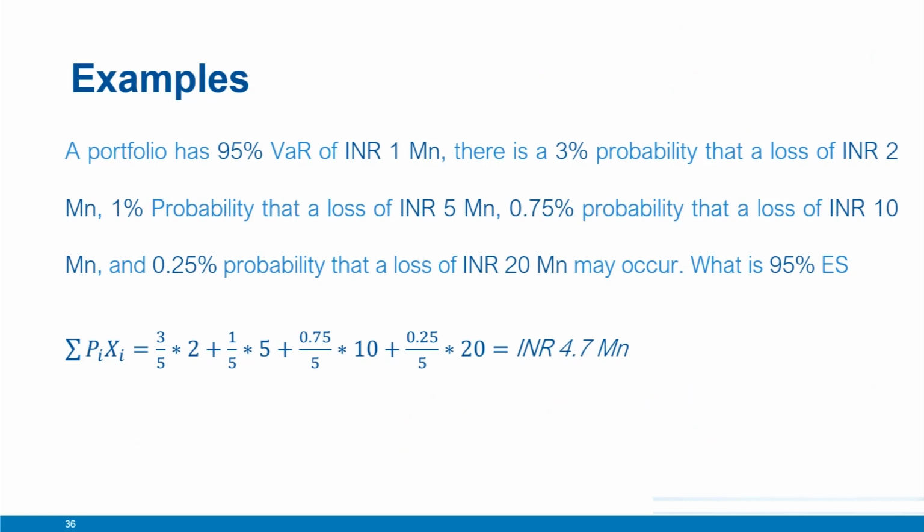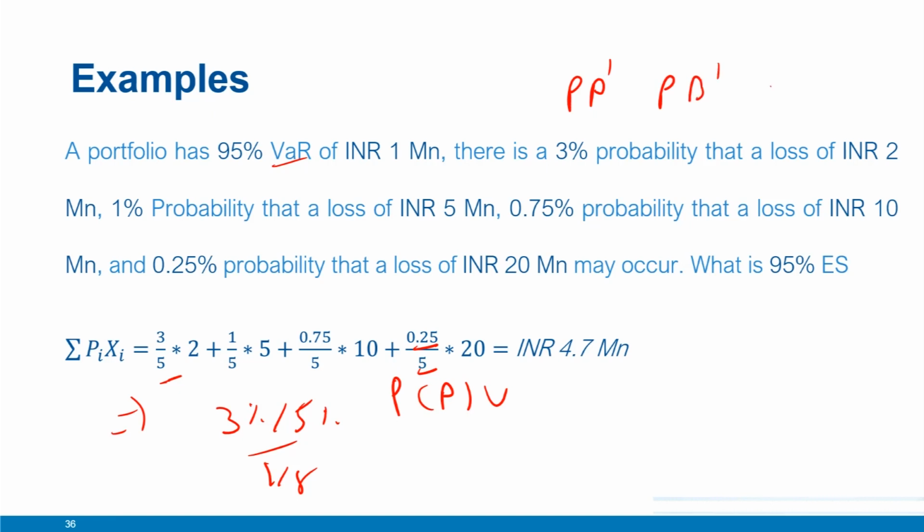In order to standardize these probabilities, all I need to do is divide them by their summation. That means the summation is 5%. So let's say 3%, I divide it by 5%. So I get probability of A conditional to VaR breached. Similarly, I divide 1 by 5, 0.25 by 5, and so on to get all the conditional probabilities given that VaR has breached.